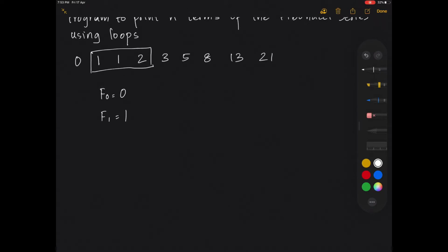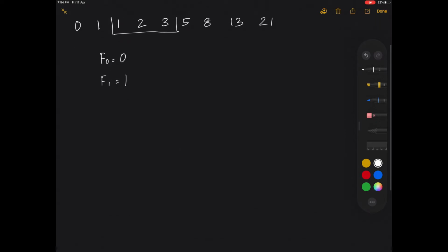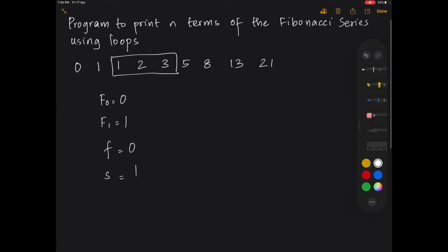After that, I will shift these terms such that now these become my 3 terms, where 2 is calculated as a sum of 1 and 1. And once that is over, I will shift this box to calculate these 3 terms. So this shifting takes place along with the addition. The first and second term get shifted and then I will do the addition. So I will take two variables first and second and assign them 0 and 1 respectively initially. Now I need the first n terms of the Fibonacci series.